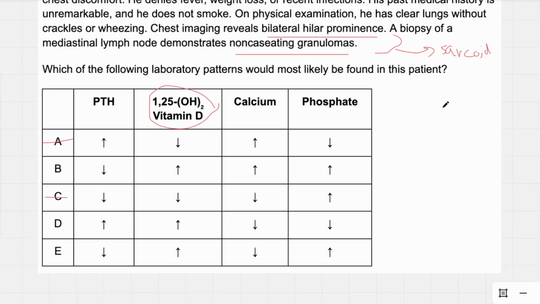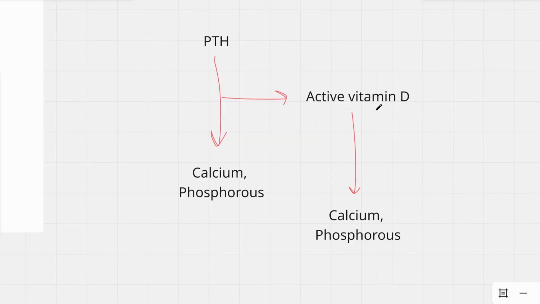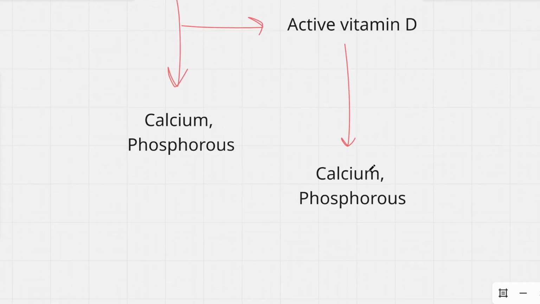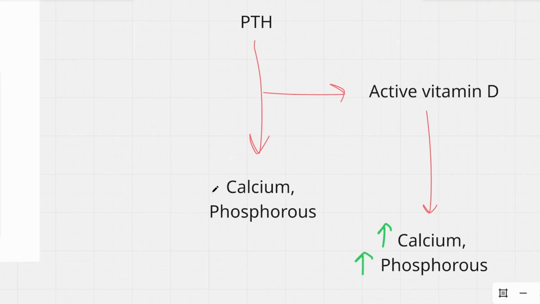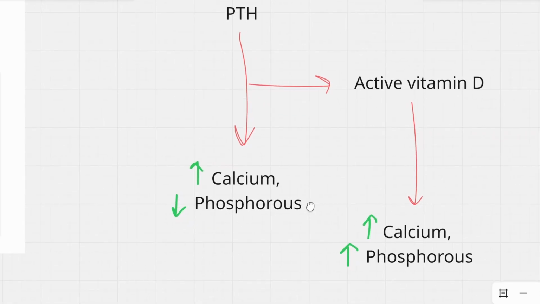If you don't already have the calcium homeostasis feedback loop memorized, you really should, or at least a very basic version of it. So active vitamin D comes down here, works on calcium by increasing it and increasing phosphorus, as opposed to PTH, which does things a little differently. First off, PTH activates vitamin D, but then it also increases your calcium and decreases your phosphorus. And that's an important point.